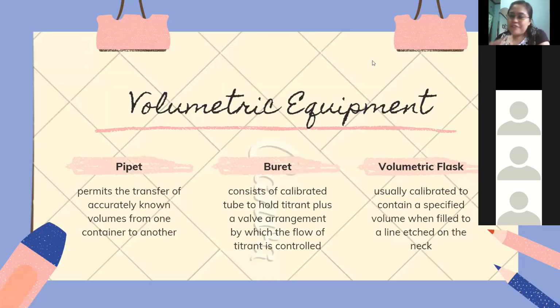Now, we have the following volumetric equipment ginagamit natin to measure or to contain our liquid. We have the pipette, that we use if we want to transfer liquid from one container to another. And then we have the burettes. You know it very well. Ang itsura sa atong burette, it's a tube with graduation marks, and at the end of the tube, the glass tube is a stopcock, and that is used to control the flow of the liquid from the burette.